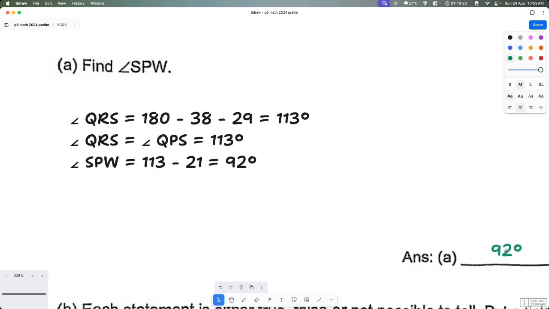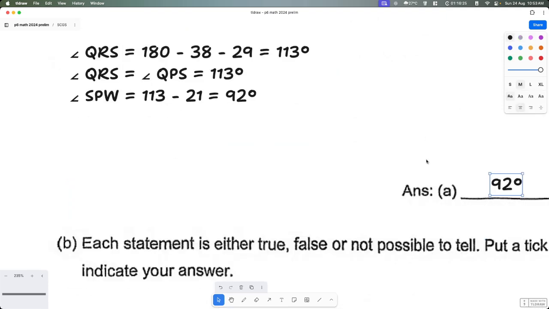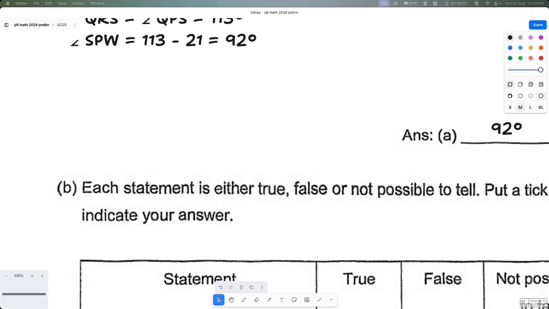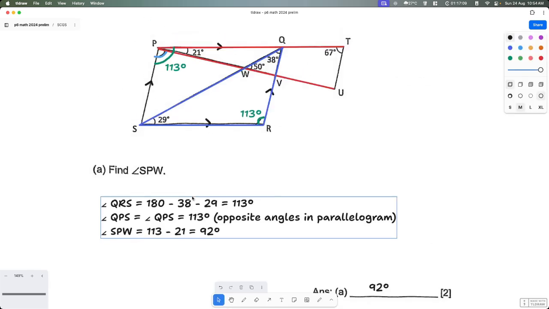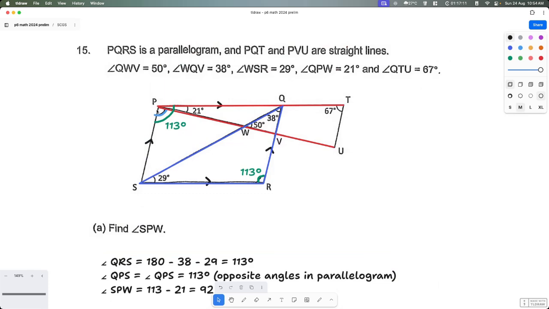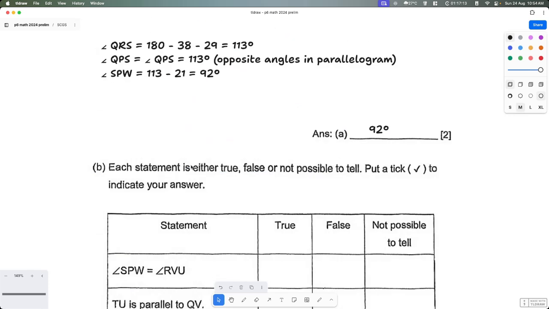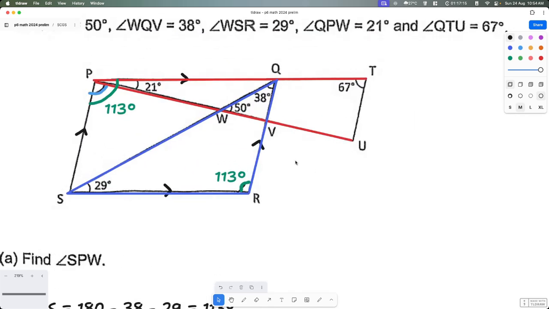All right, let's move on to part B. Each statement is true, false, or not possible to tell. Put a tick to indicate your answer. So, SPW is equal to RVW. SPW is equal to RVW. So let's zoom in.